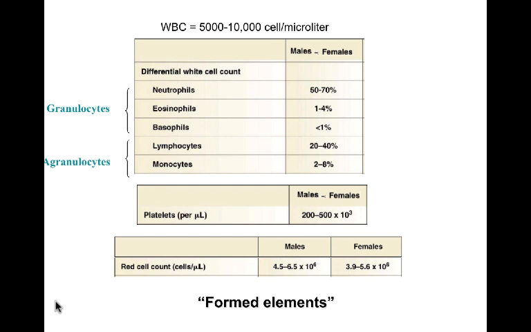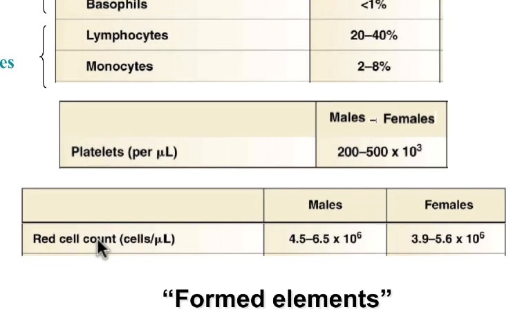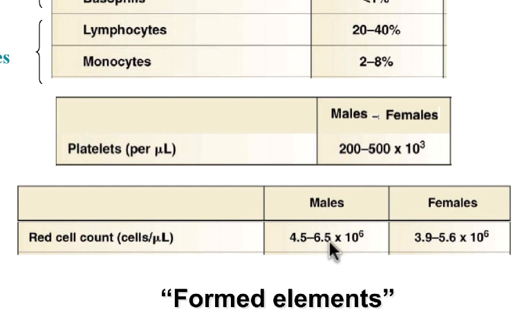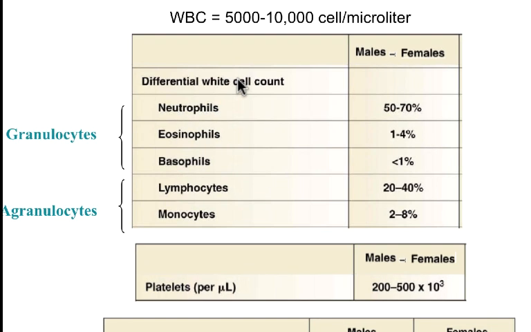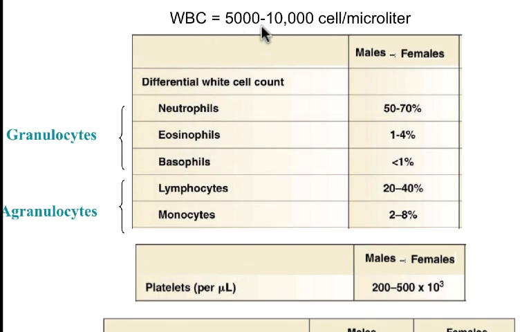The most common formed element is red blood cells. We have between 4 to 6 million red blood cells per microliter. The second most common formed element is platelets. We have between 200 to 500,000 platelets per microliter. And then we have white blood cells. We have between 5,000 to 10,000 white blood cells per microliter.